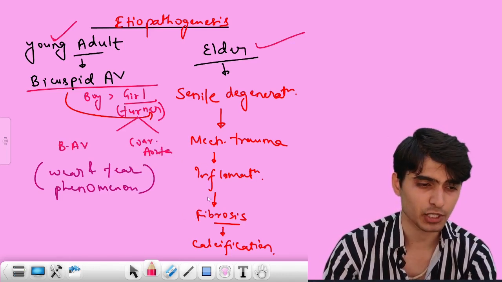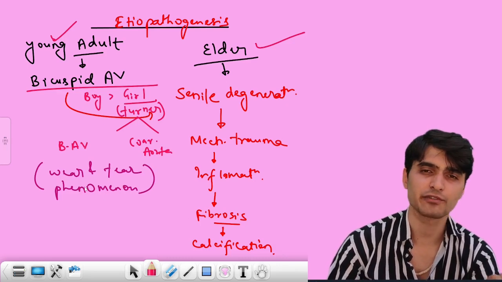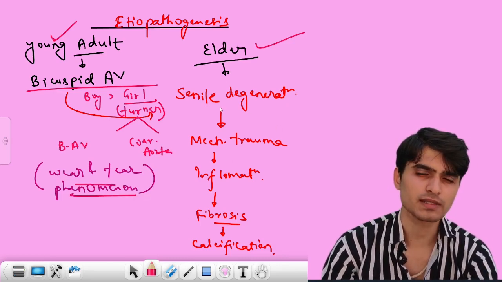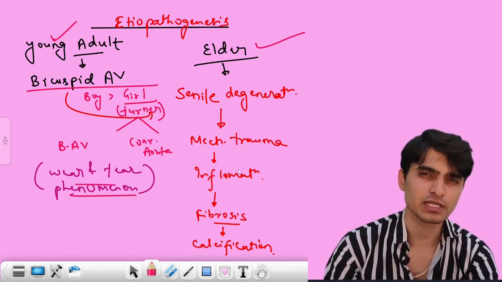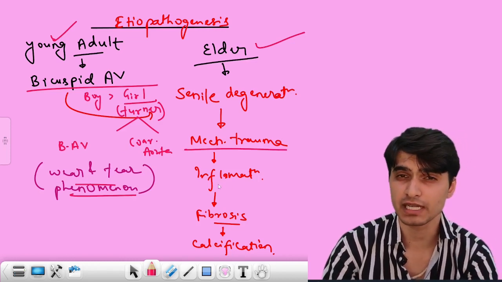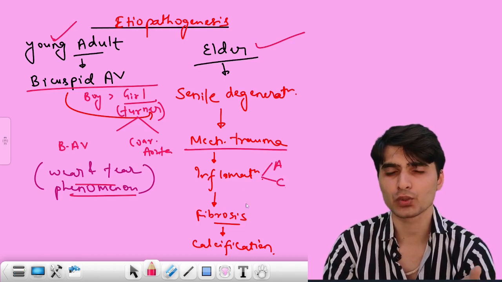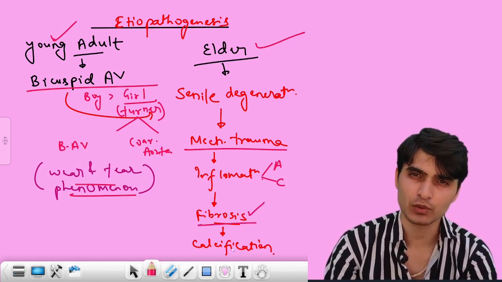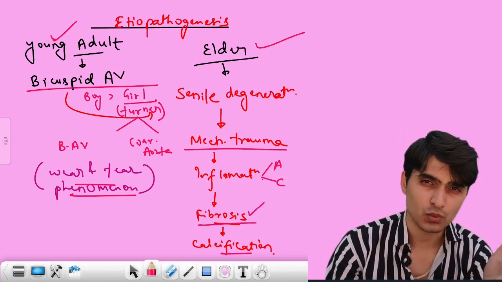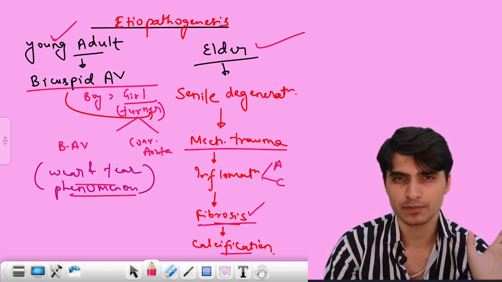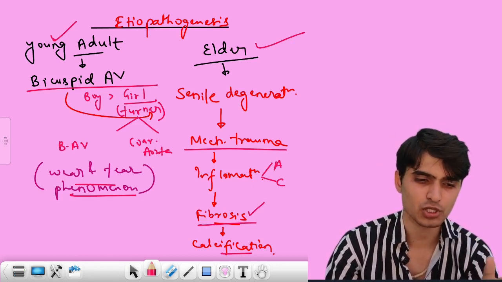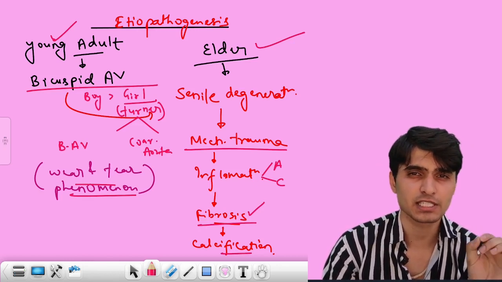And in the case of elder population, that is basically the wear and tear phenomenon. Now what occurs in the case of elder population is, there is first the mechanical trauma in the form of senile degeneration, which is followed by the inflammation, the active phase, followed by the chronic phase, and resulting in fibrosis and sclerosis, and associated with the calcium deposition, right? And once there is deposition of calcium, that is basically the stenosis.